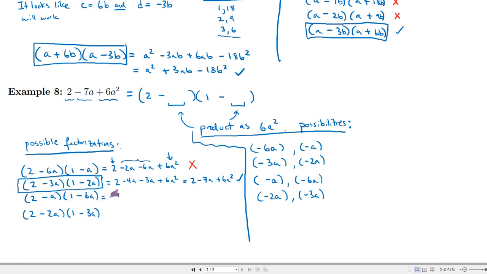We shouldn't have any other solution. Okay. So what is this? So 2 minus 12a minus a, which would be minus 13a. That's not going to work. Plus 6a squared, and that's not correct. That's 2 minus 6a minus 2a, which would be minus 8a. Right, minus 6, minus 2, minus 8, so then plus 6a squared. So these last two are rejected, which is good, right? If they were accepted, that's not good, okay? Unless it was an equivalent factorization, but in this case, it's not going to be. And that's it.